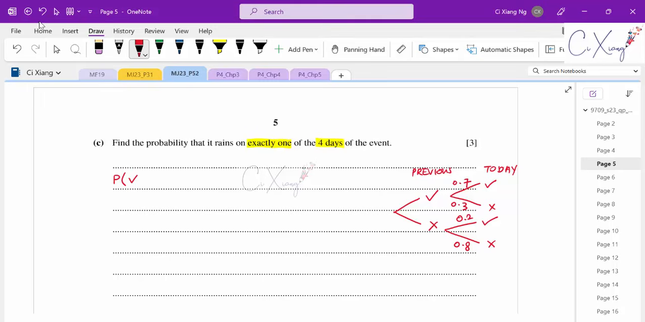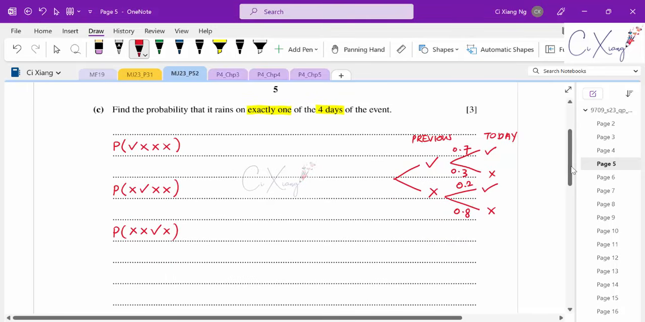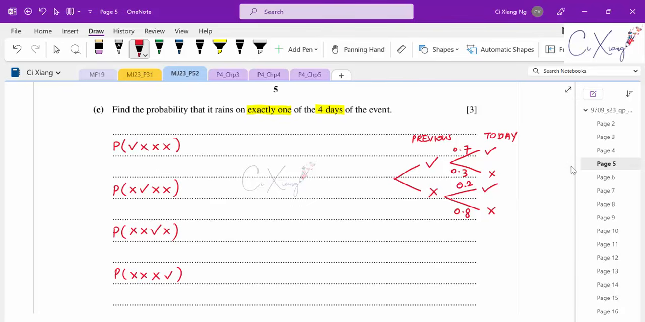Maybe I have first day raining, the remaining days not raining. This is the first case. Second case is I might have first day not raining, but only the second day raining. Then the third one will be third day raining only. And the last one will be the fourth day raining only. Okay, so you need to write out the probability slowly.